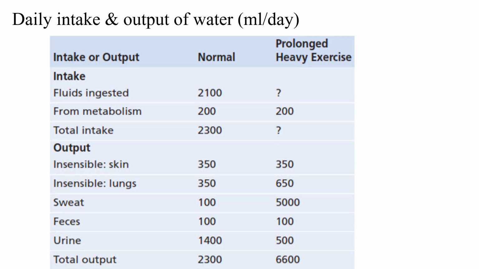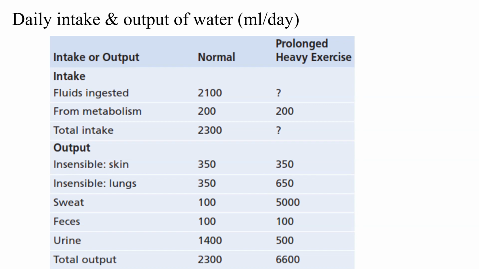So this list is showing the average daily intake and output of water. Generally, intake is almost 2 liters, something around 2 liters. So intake is fluid ingested, generally 2100 or 2.1 liters. From metabolism, mainly the breakdown of glucose along with oxygen, they give carbon dioxide and water.